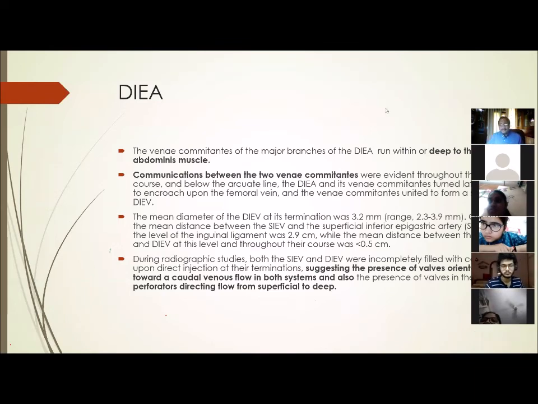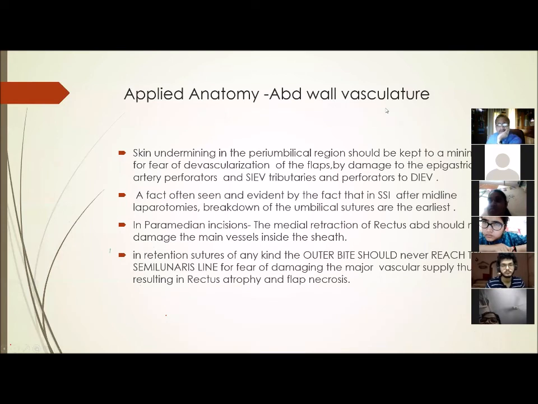Okay? Right. Now, what is the applied anatomy of this vasculature we talked about, the perforators we talked about? Very, very important. Number one, the skin undermining in the periumbilical region should be kept to a minimum. Remember this. All those who are doing surgery, remember that. The undermining of the skin in the region of the umbilicus should be kept at a minimum. Why? Because there is a maximum concentration of perforators, both arterial and venous, in this particular area, and you don't want to damage them. The moment you start damaging them, that part of the skin undergoes what?